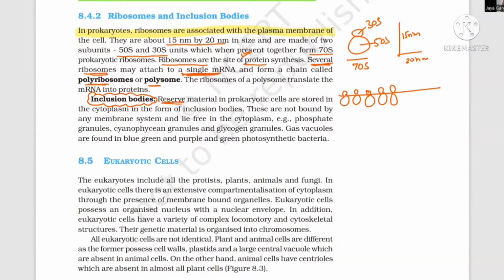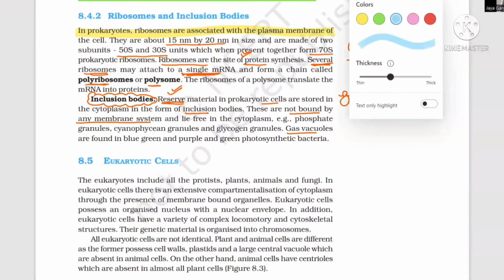Reserve food material in prokaryotic cells is stored in the form of inclusion bodies. The inclusion bodies store food and they are not bounded by any membrane system. Please, they are not bounded by any membrane system. But when we say gas vacuole, people think it is surrounded by a membrane. But this membrane is not a true cell membrane. It is a membrane made up of only protein. So see carefully, very important. Please try to focus here.